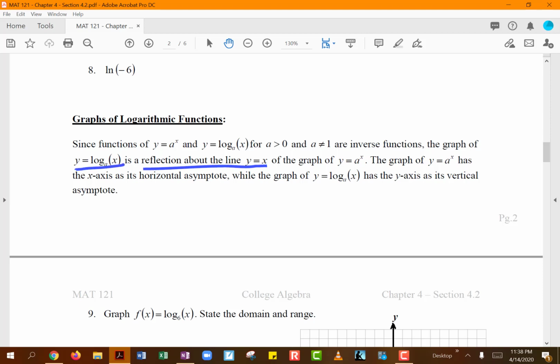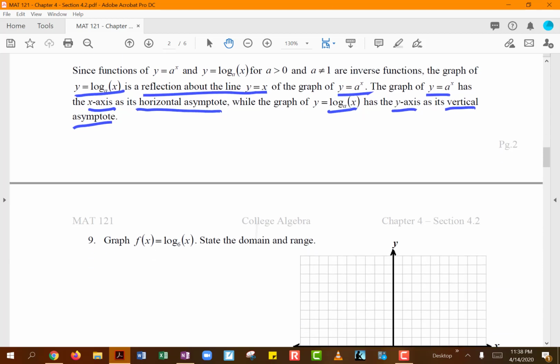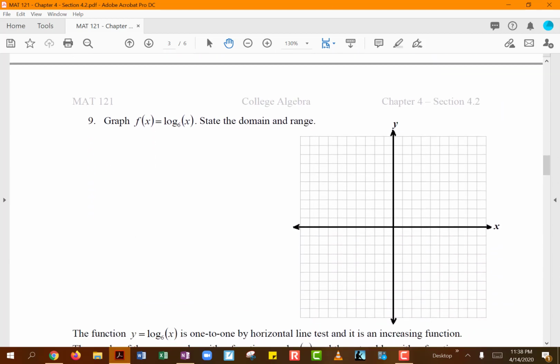Okay? Now, if you go back and look at the characteristics that we had talked about for our exponential function, you should remember that our exponential function has a horizontal asymptote at the x-axis. So that will end up becoming a vertical asymptote at the y-axis for your logarithmic function. So the horizontal asymptote at the x-axis will become the vertical asymptote at the y-axis from the exponential to the logarithmic function.